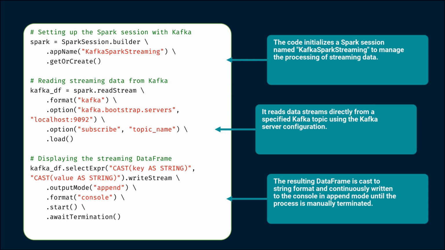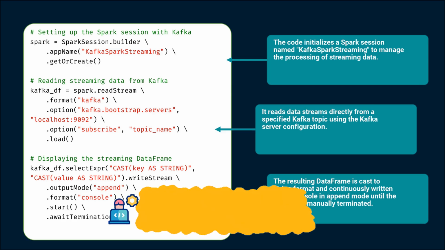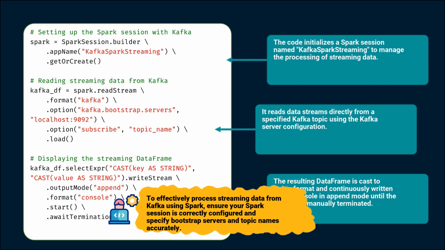Next up, we're going to create a data frame that reads data from a specific Kafka topic. Let's call it topic_name. So, to connect to Kafka, we need to specify the Kafka bootstrap servers, and in this case, they're set to localhost:9092, pointing us to our local Kafka instance. By using the subscribe option, we'll indicate which topic we want to receive messages from.